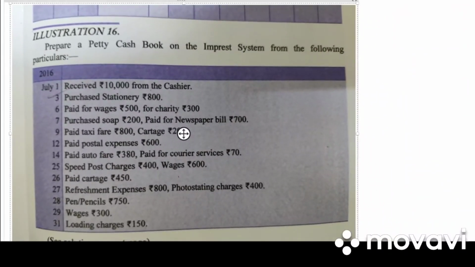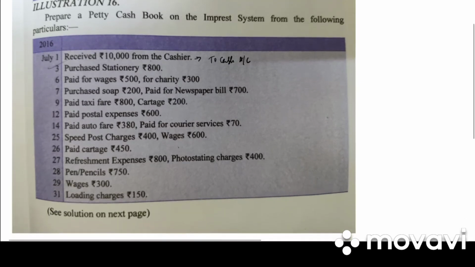So let's go on to illustration 16. Received 10,000 from cashier. So this is the amount received. So it will be entered to cash account. Then we have purchase stationery. We'll have a column for stationery. We have wages and charity. So we'll have a column for wages.